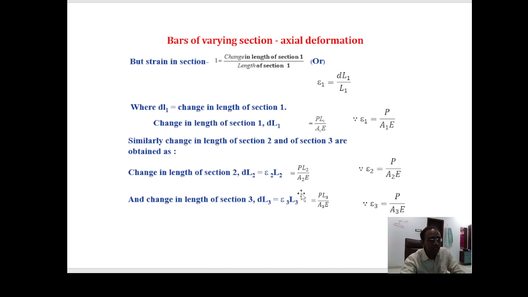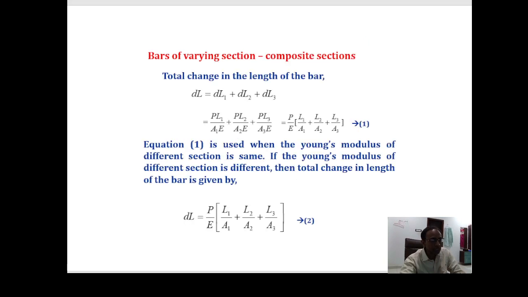deformations in individual parts. But I am interested in the total deformation. I can simply club them up: dl1, dl2, dl3, and I will get the total deformation in the entire bar as P by E times L1 by A1 plus L2 by A2 plus L3 by A3. So finally, if I put the common terms out, P by E times L1 by A1 plus L2 by A2 and so on. Remember here Young's modulus is the same for all the materials. In case this is made up of different materials, this Young's modulus will be inside the brackets, because for each case it will be different.